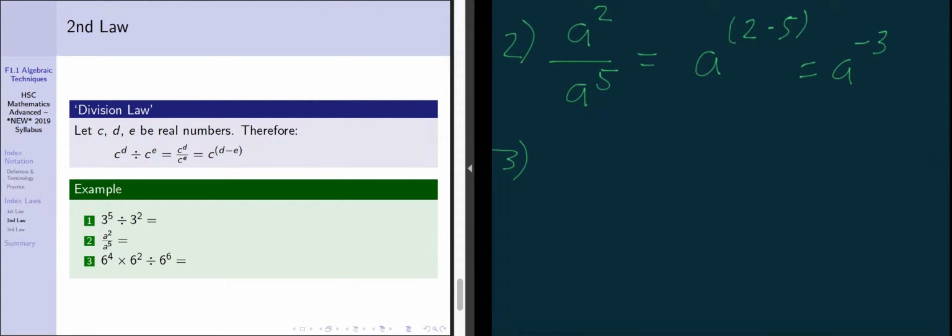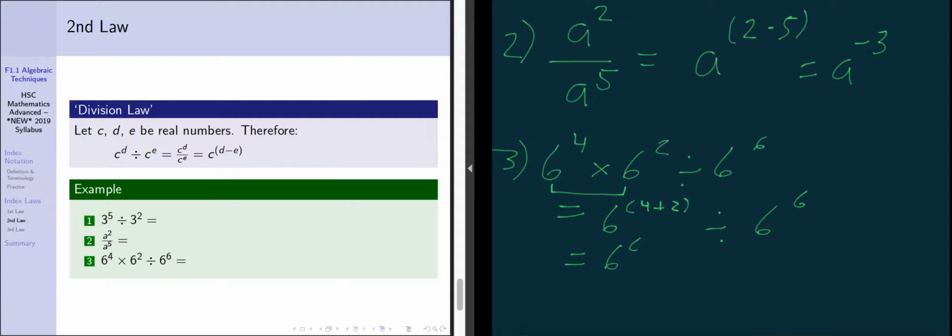If we now do the third question, we have 6 to the 4th power multiplied by 6 squared divided by 6 to the 6th. So here we're combining the multiplication and division rules. We're kind of building our knowledge. If we do this by parts, we collect the similar bases, and using our multiplication rule, we add up the powers and leave this divided by 6 to the 6th. And so this is 6 to the 6th power divided by 6 to the 6th.